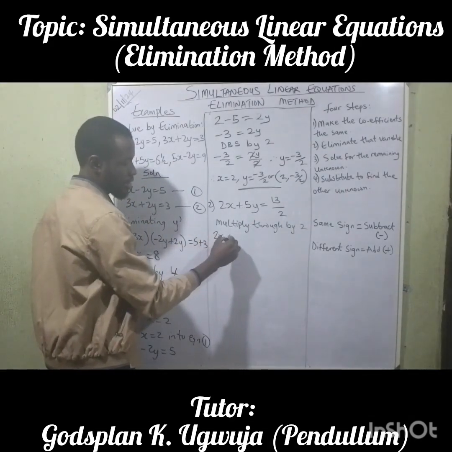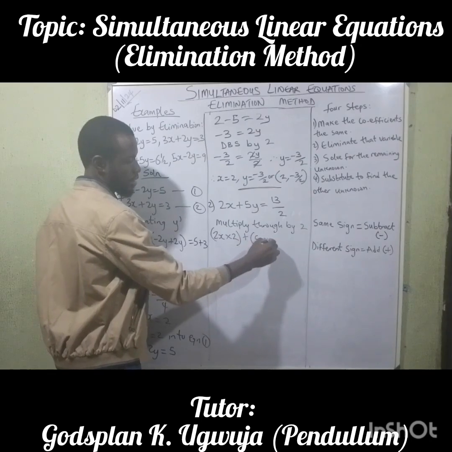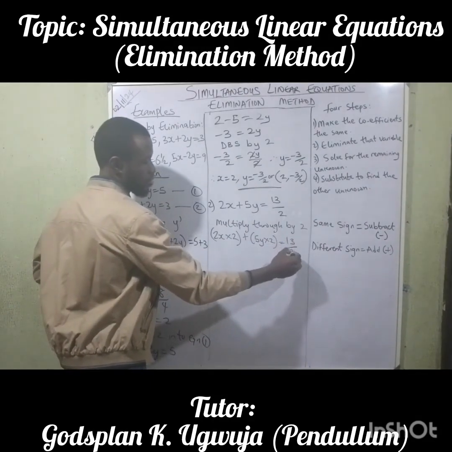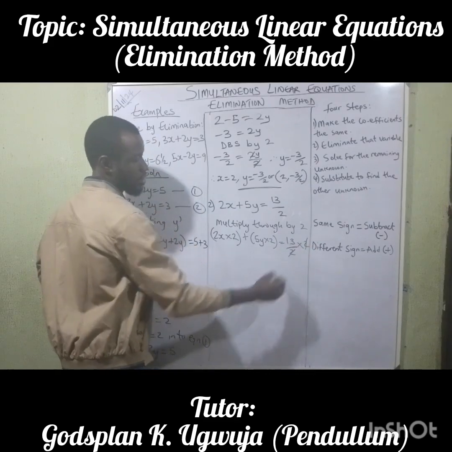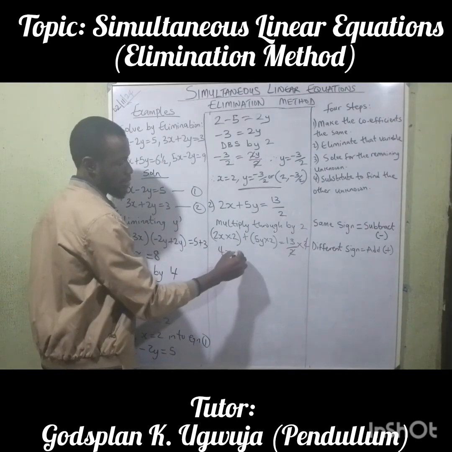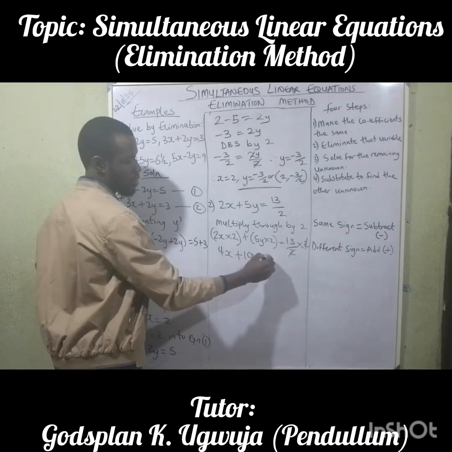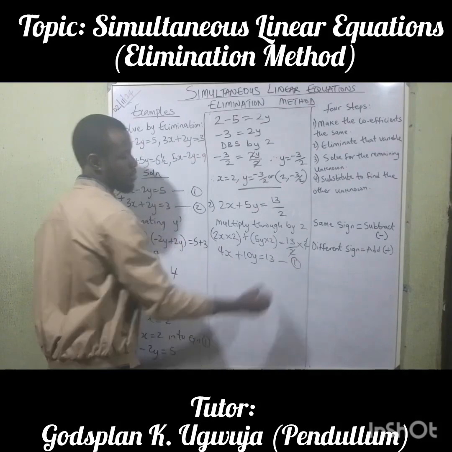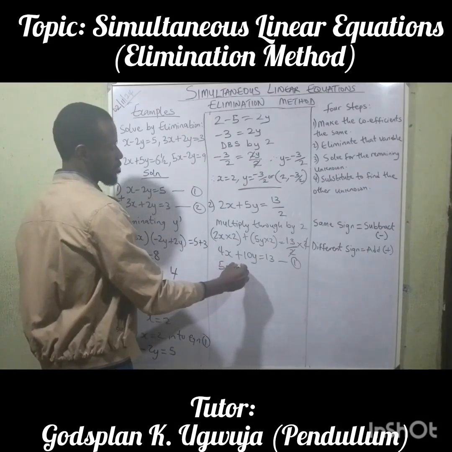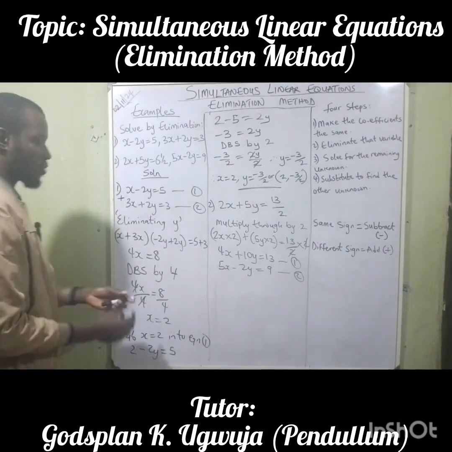So I will have 2x times 2 plus 5y times 2, multiply everything, equals 13 over 2 times 2. 2 will cancel out 2. So I've cleared out the fraction. 2x times 2 is 4x plus 5y times 2 is 10y equal to 13. Now this can be my equation 1. And then equation 2 is 5x minus 2y equal to 9. Now we have our two equations.